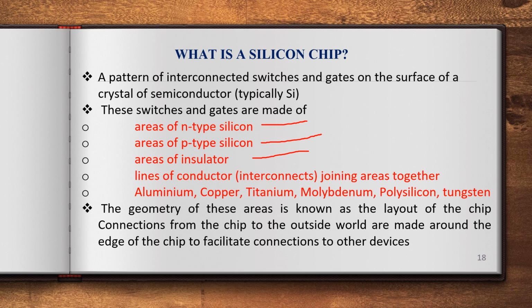The geometry of these areas is how all these components are laid over a single chip. It covers where the N-type transistor is kept, where the P-type transistor we have to keep, how to separate these two transistors with the help of insulator, where to keep insulator, and how to provide connections. This is called the geometry or layout of the chip.